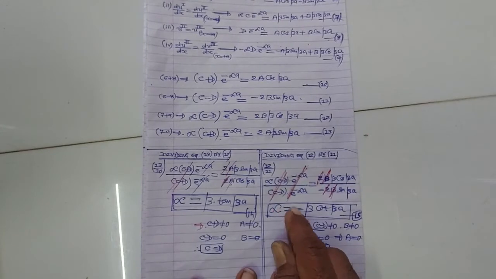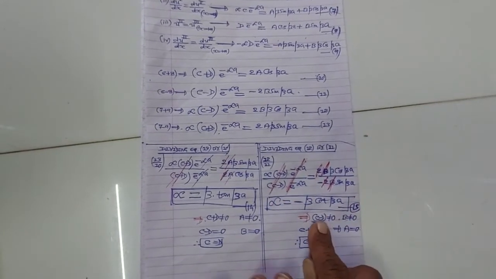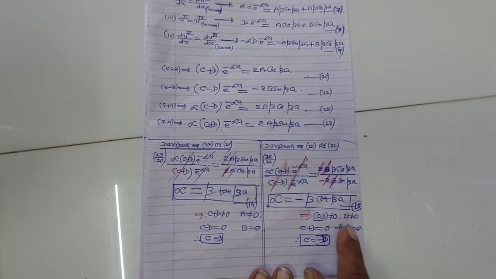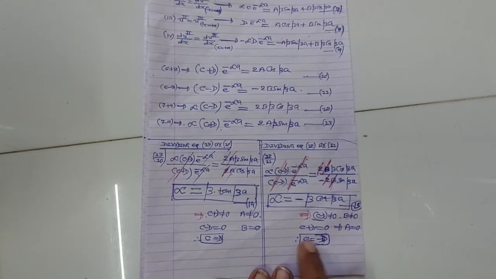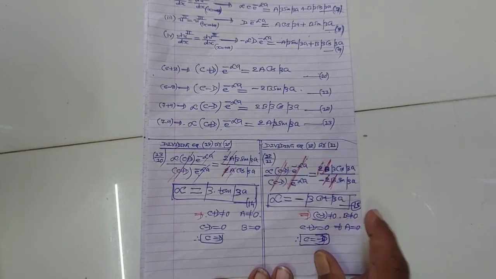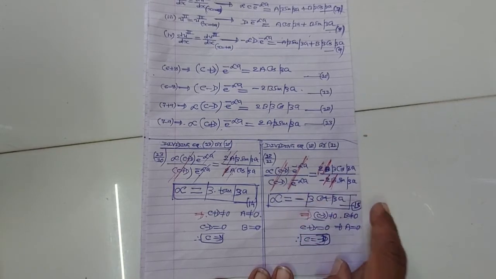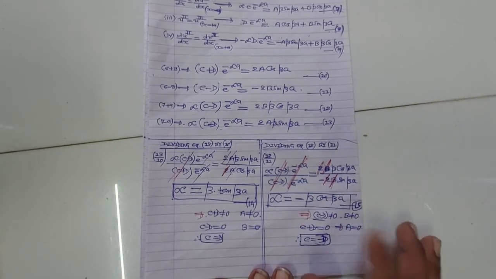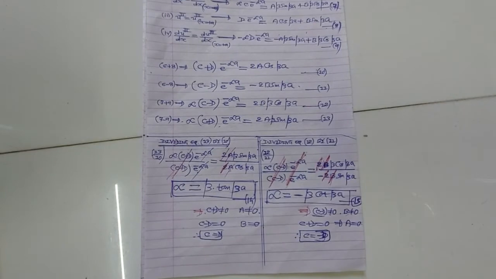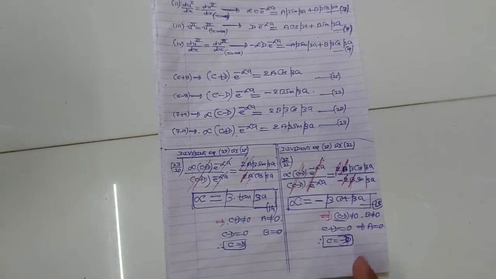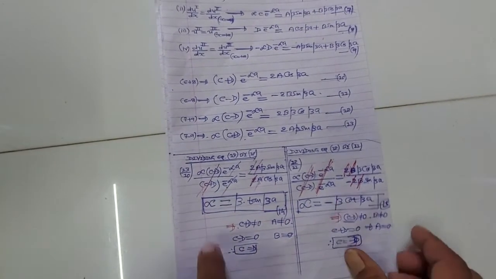For the second type of solution, alpha is equal to minus beta cot beta. What are the conditions? C minus d is not equal to 0. Therefore, it implies c plus d is equal to 0 होगा. So c is equal to minus d. b is not equal to 0 for the second solution alpha minus beta cot beta. It implies a is equal to 0. Okay. So in this way, from the continuity conditions, we got two solutions. One solution is alpha is beta tan beta, and the other solution is alpha is equal to minus beta cot beta.